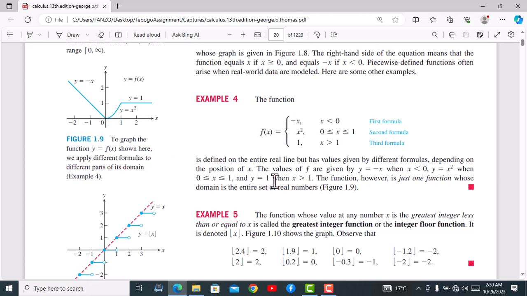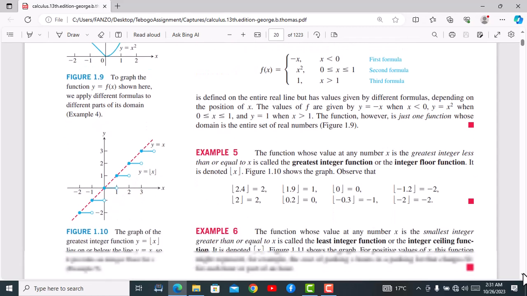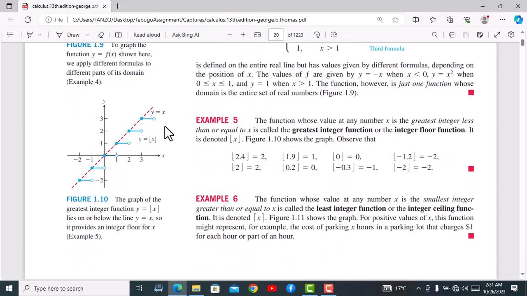Remember, we are speaking about functions here. The values of f are given by y equals this, which we have already defined. The function, however, is just one function whose domain is the entire set of real numbers. Very important. This is just one function. All right, and then we can go on and look at the greatest integer function.